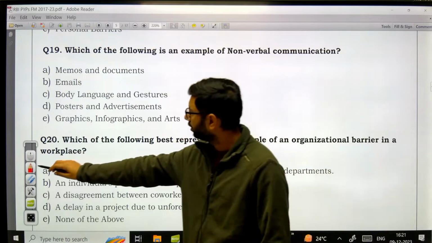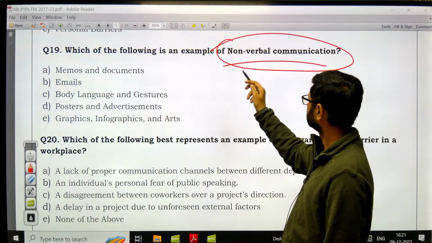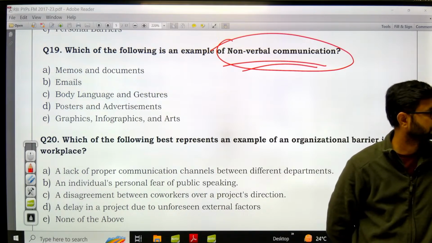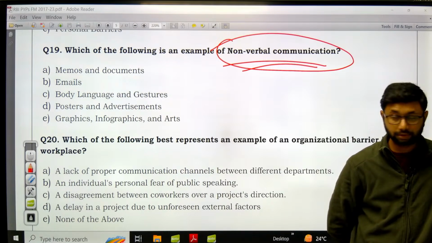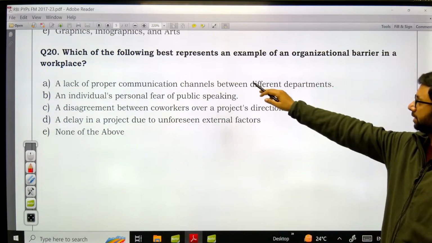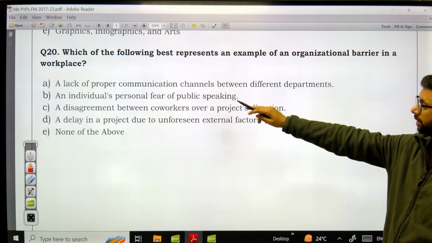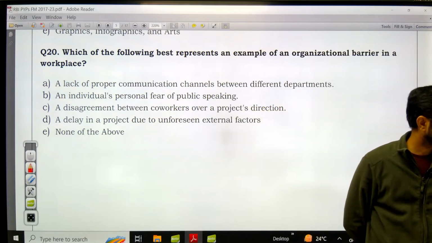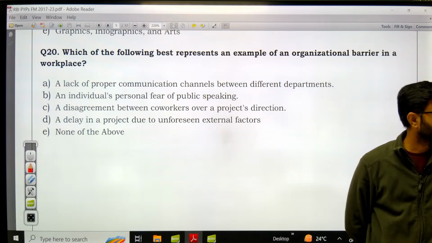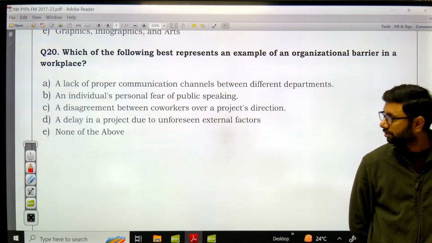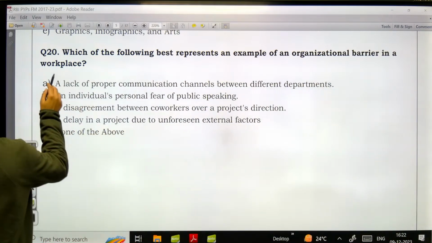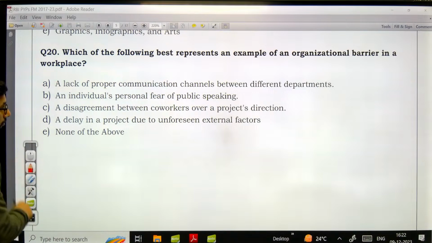Next, which of the following is an example of non-verbal communication? Sejal says body language. Karthik C. Okay. Yes, C is the correct answer. Lastly, which of the following best represents an example of an organizational barrier in a workplace? Okay. What about others? What do you think? What is the correct answer? Example of organizational barrier in a workplace. Yes, A is the correct answer. Lack of proper communication channels between different departments.